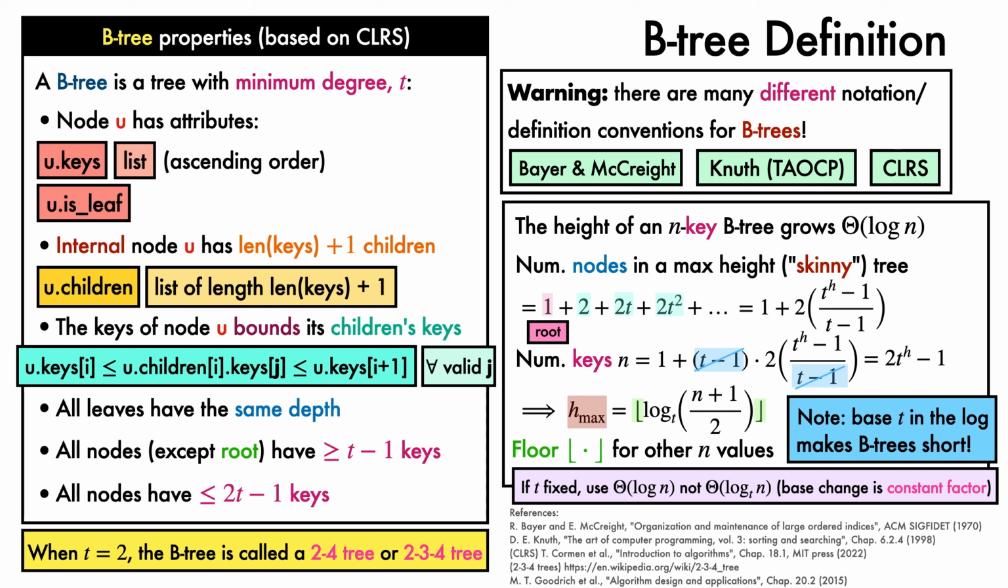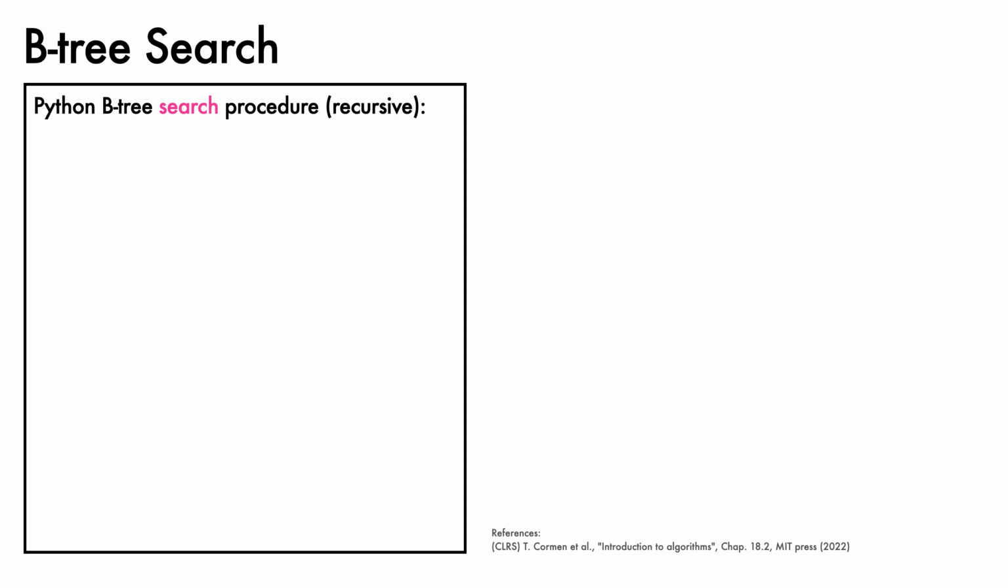However, some authors like to conduct fine-grained analysis of B-trees as a function of both the minimum degree t and the number of keys, in which case we need to keep the base t in the logarithm. You may encounter both notations. We'll use the second. We now come to search, which we'll implement in Python with a recursive search procedure.